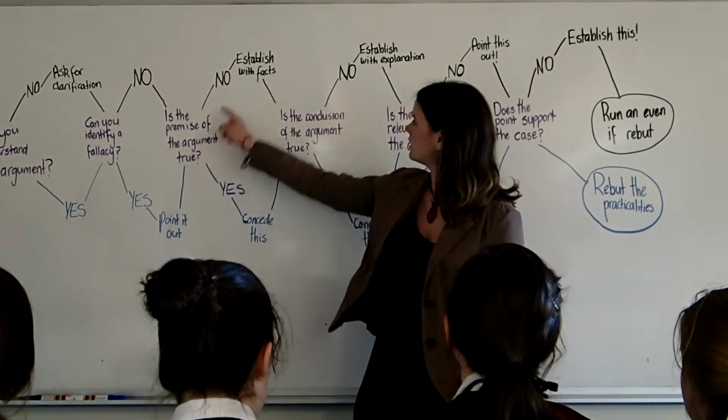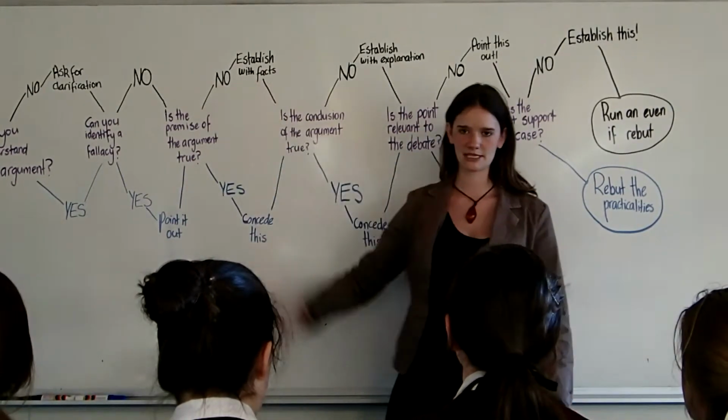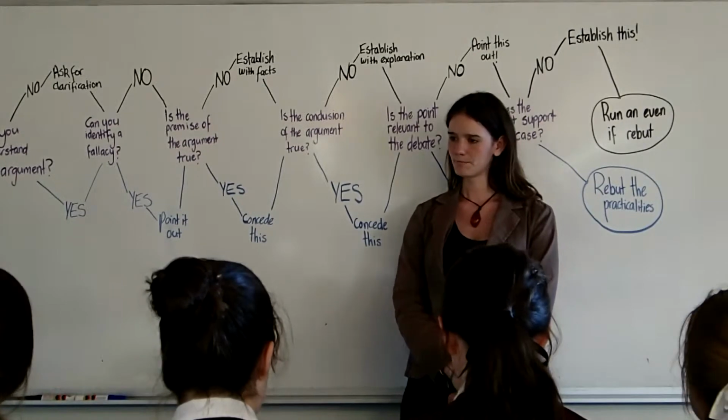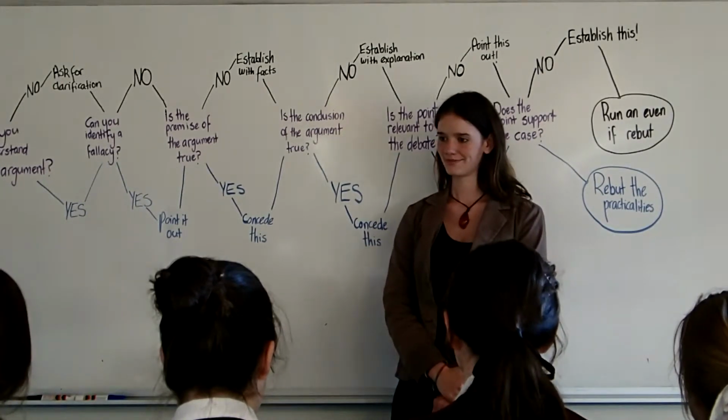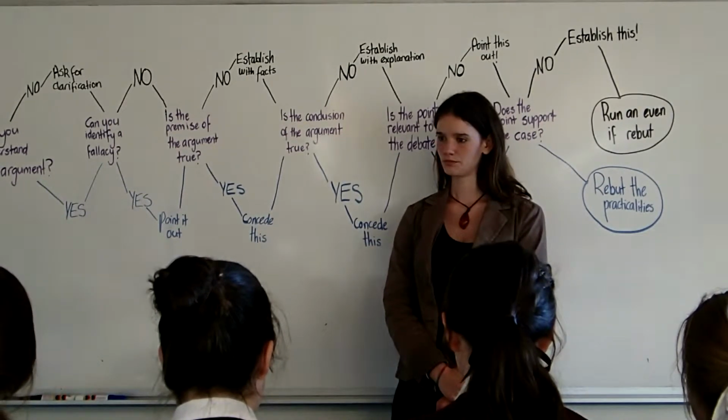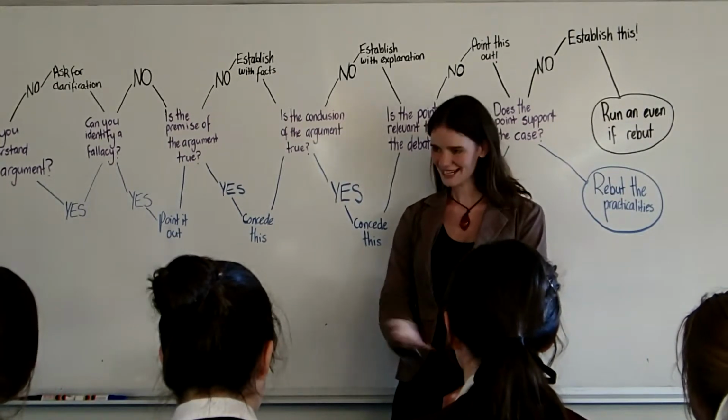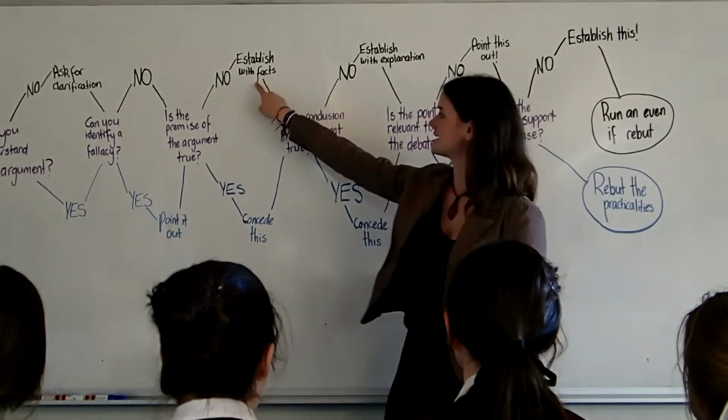We've gone to no, and then we have to establish that with facts. How do we know that that's true? Because everyone over 18 can vote, but not everyone over 18 is active in politics and knows lots of stuff. Excellent, very good. Okay, so we've established that with facts.